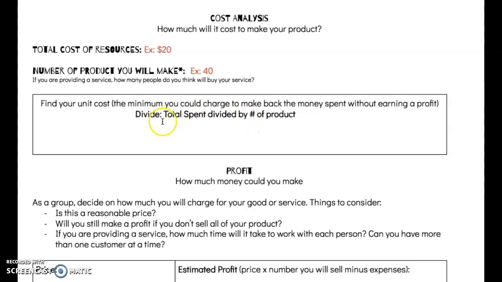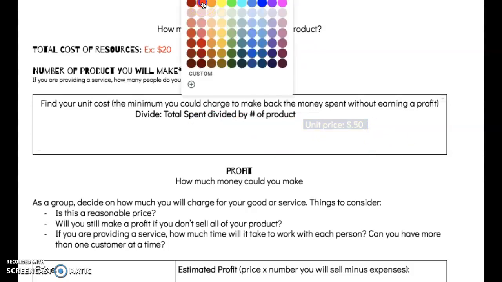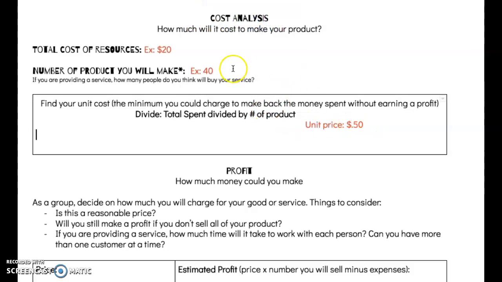And the way we find that out is to divide the total amount of money we've spent. So for me, I've spent $20. We divide that by the number of the product. So I'm making 40 of my product. All right, so I'm going to divide 20 divided by 40. So my unit price is going to be 50 cents. Because if I multiplied 50 cents times 40, I would get back the $20 that I have invested.